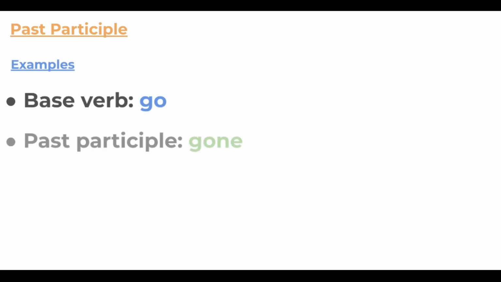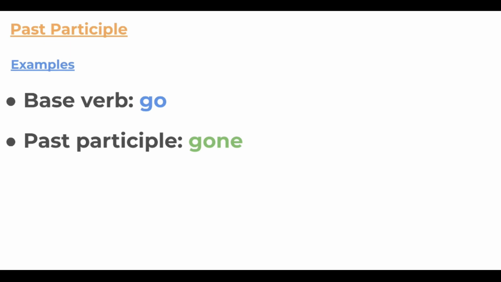Examples: go. The past participle is gone, so we haven't added that ed. Instead, we've actually created a new word, which has the base verb in it, go, but we've added the n and the e to create gone. So you can see how, okay, it's a case of memorizing.